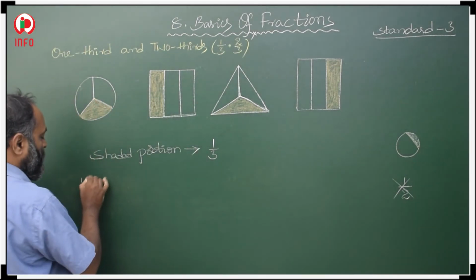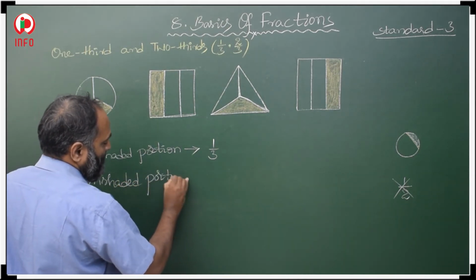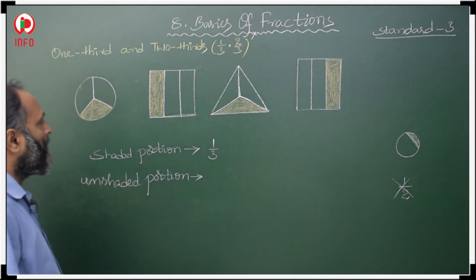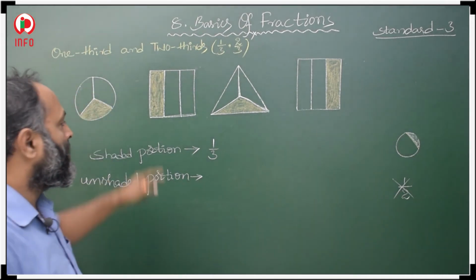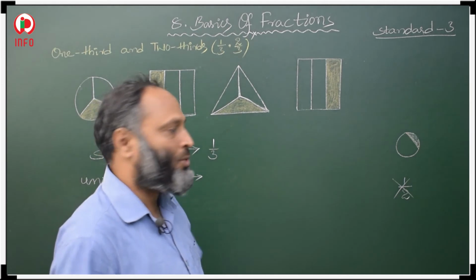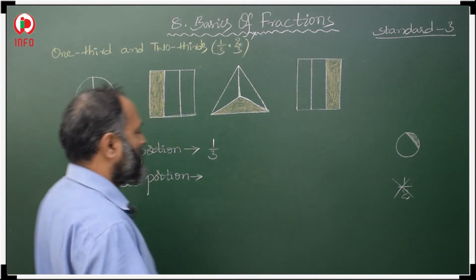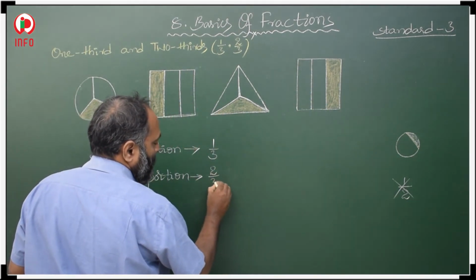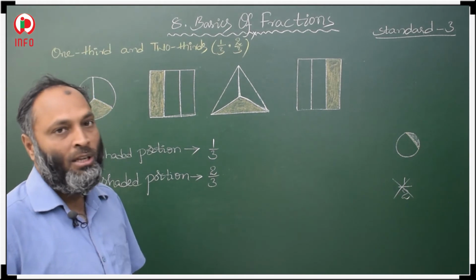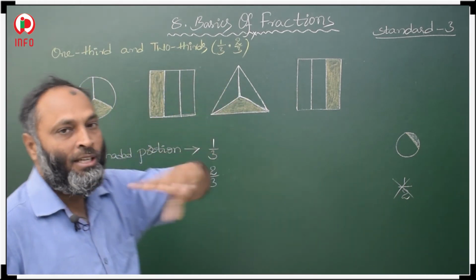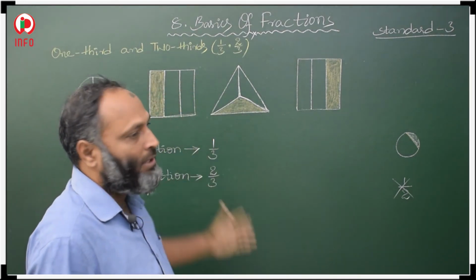So, the unshaded portion. What is the unshaded portion here? Here 2 portions are unshaded in total 3 parts. So, 2 portions are unshaded, that is 2 by 3. Here also 2 parts are unshaded, that is 2/3. 2/3 means 2 by 3. The unshaded portion in all these 4 figures is 2 by 3, that is 2/3. And the shaded portion is 1/3, that is 1 by 3.